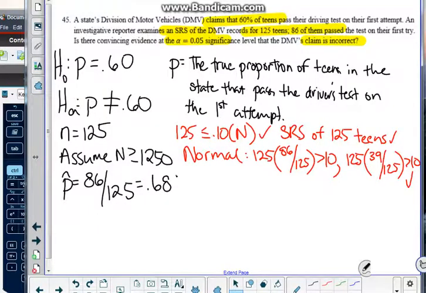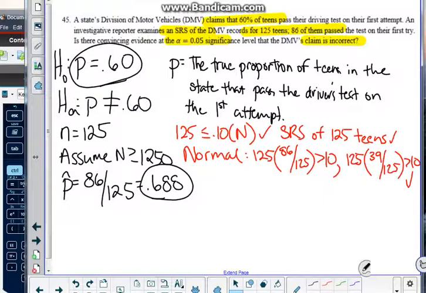So a lot of times it's helpful just to stop and think. What are we checking, and what are we checking against? We are checking to see, hey, what's our population proportion? 60% pass on their first attempt. Our sample showed 68.8% pass on their first attempt. So what does that say about the DMV's claim? Right now, to me, that suggests that their claim is incorrect. It's actually a little bit inaccurate. More teens are passing. But we want to see, is this strong enough evidence? Is this convincing evidence? So that's where we do our test.